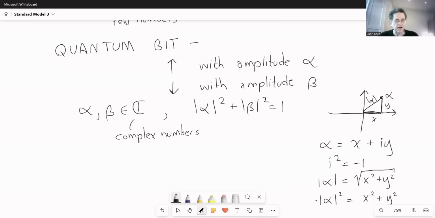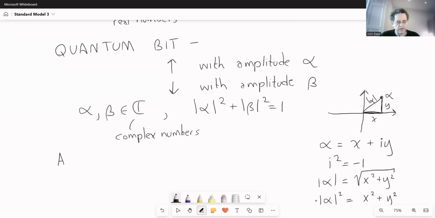Now, what is going on here, though? I mean, this is a bunch of math. This is like my 2-minute course on complex numbers. But what's going on? Well, I'll tell you what's going on. So first of all, what is a qubit?